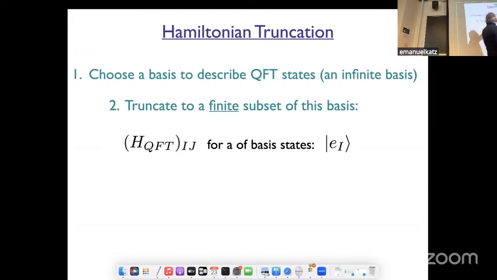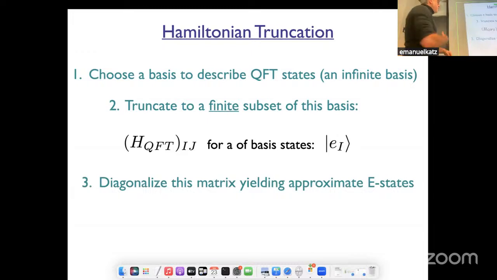Now you have your matrix and some finite list of basis states. You've taken the quantum field theory Hamiltonian and reduced it to a finite but very large matrix in this basis. Then you diagonalize this matrix numerically, and that gives you some approximate eigenstate. So this is a trial wave function where you parameterize your wave function in terms of some basis of states. There are all kinds of versions of this.